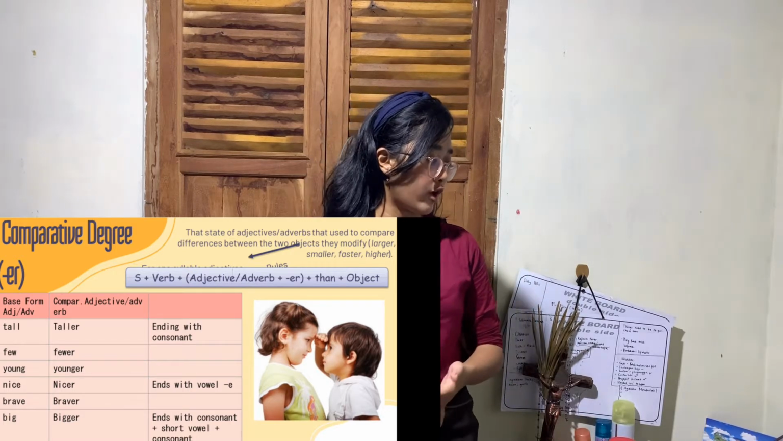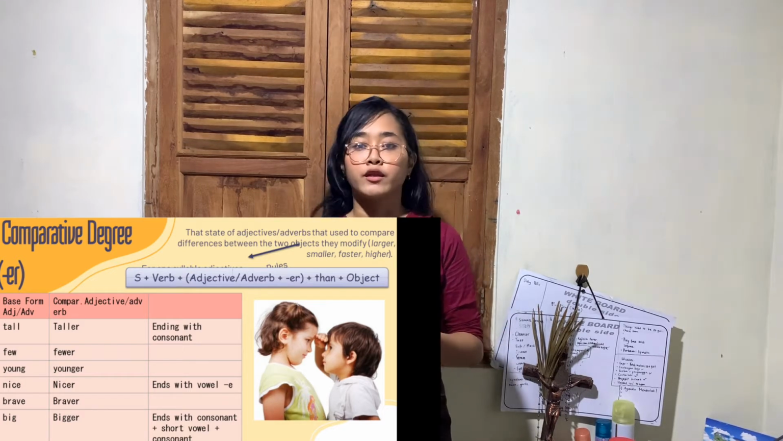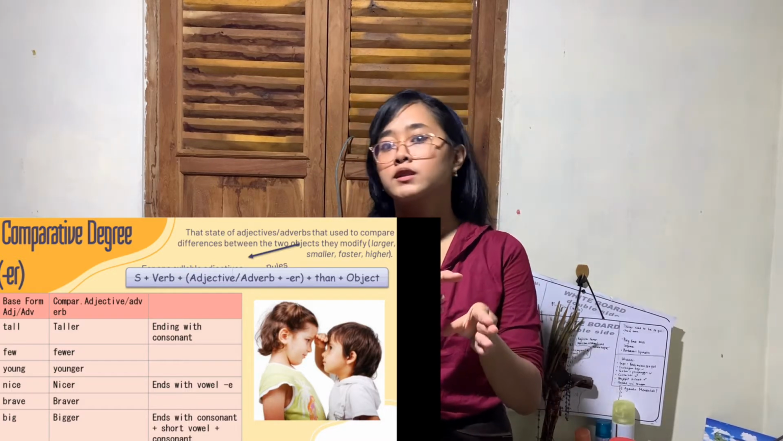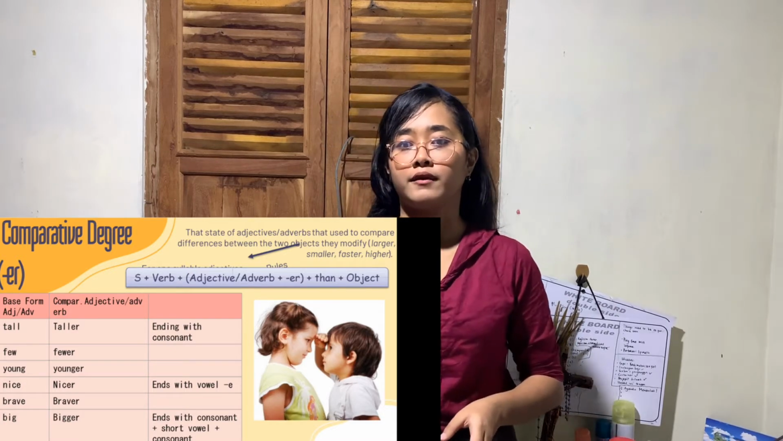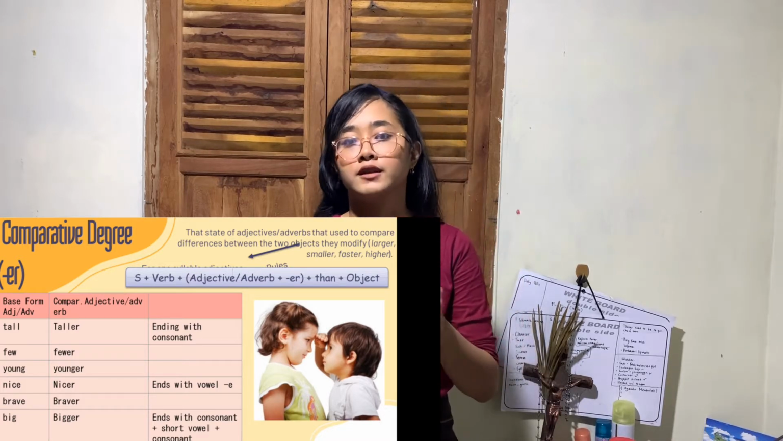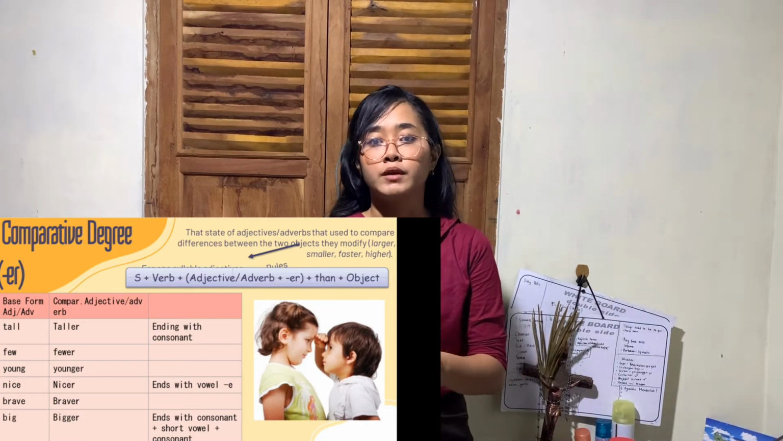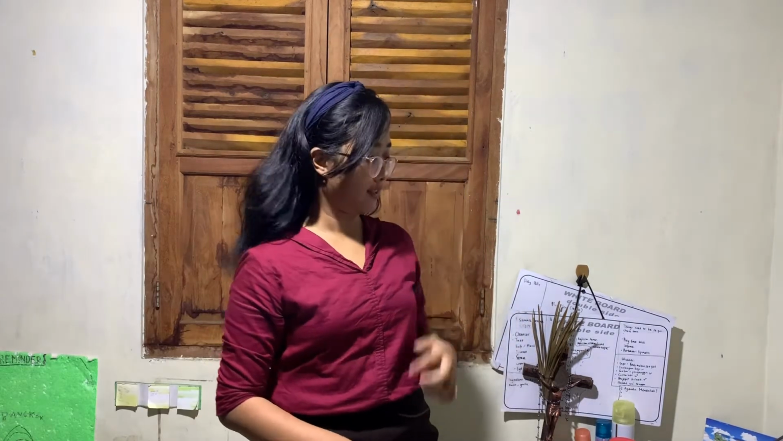Okay, and then the last one: if the adjective ends with consonant plus short vowel plus consonant, you must double the consonant and then put er after that to change it into a comparative adjective. For example, big becomes bigger, and hot becomes hotter. Okay, next slide, we take a look at the examples.